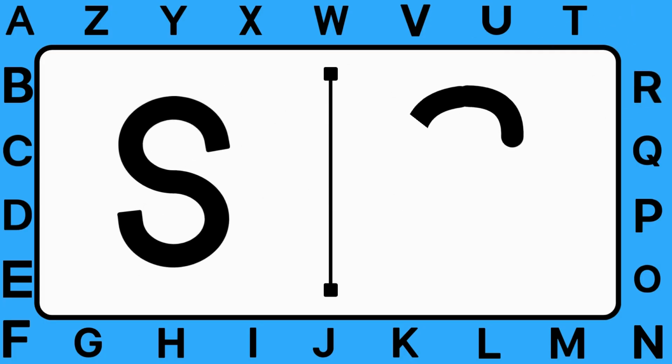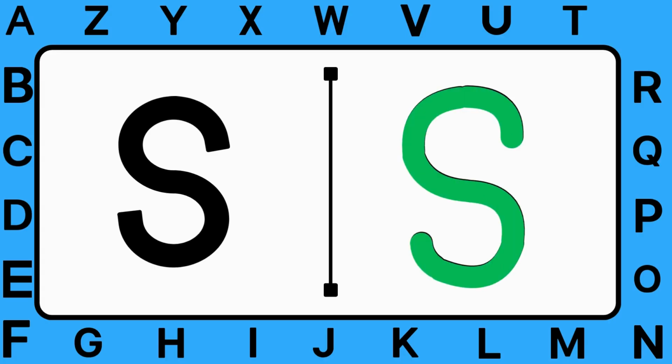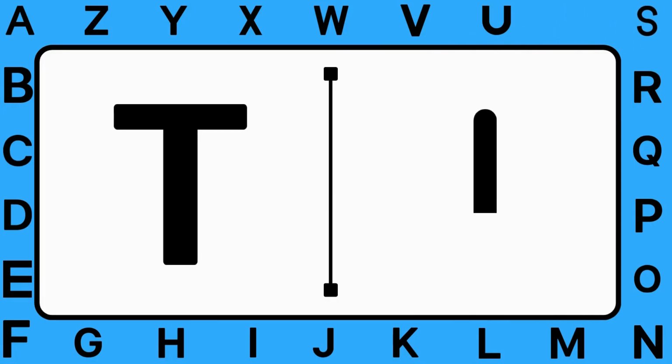Start like a small curve. Then curve the other way. Super. That's S. Draw a straight line down. Add a line across the top. Terrific. That's T. Moving on.